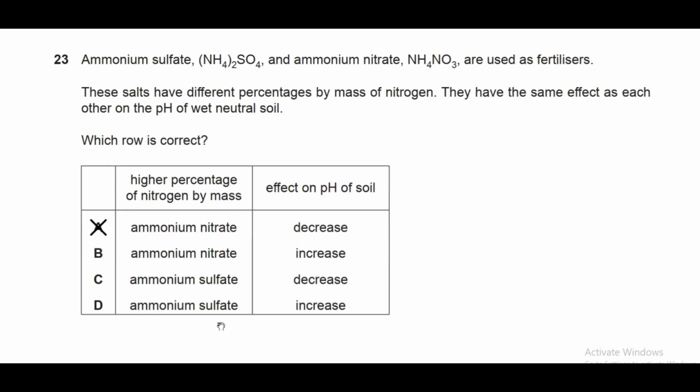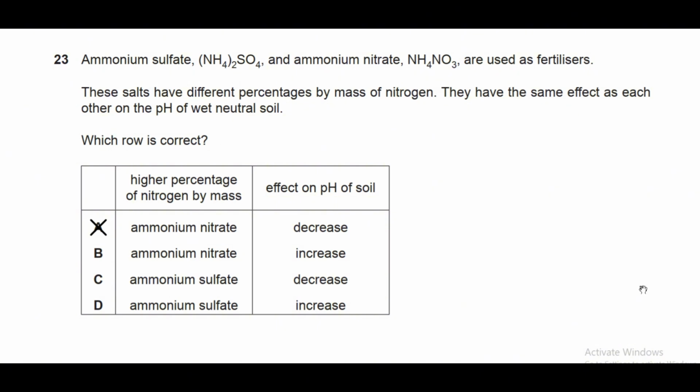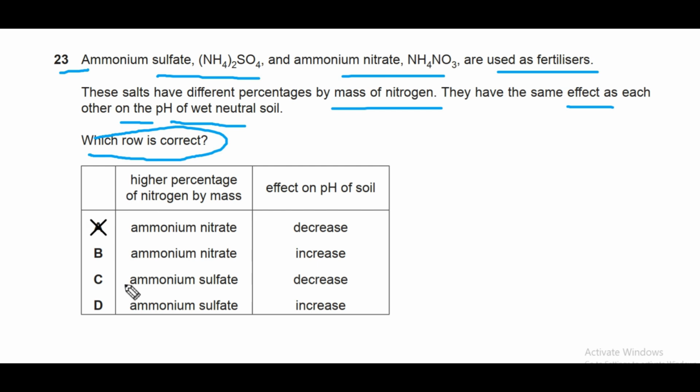Next, 23. Ammonium sulfate and ammonium nitrate are used as fertilizers. These salts have different percentage by mass of nitrogen. They have the same effect as each other on the pH of wet natural soil. Which row is correct?